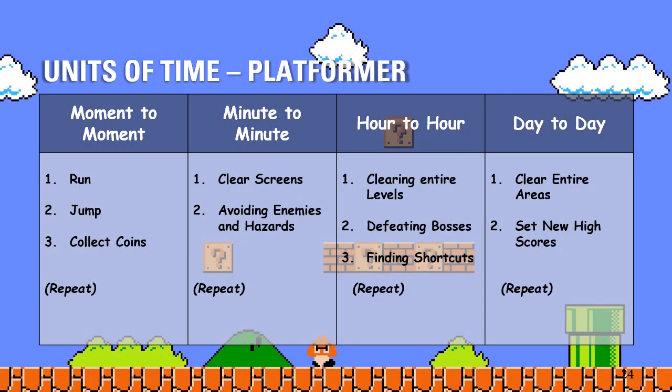So here is an example of a platform game, and this is just a quick breakdown, but moment to moment you might be doing something like running, jumping, collecting coins. You could be clearing screens in the minute to minute and avoiding new hazards and enemies as you make your way to the end of the level. Hour to hour you are clearing entire levels, you might even be coming up against bosses and defeating them, and doing more exploration like finding shortcuts within the levels and between levels. Day to day you're clearing whole areas, maybe setting new high scores, that type of thing on the way towards finishing the game.